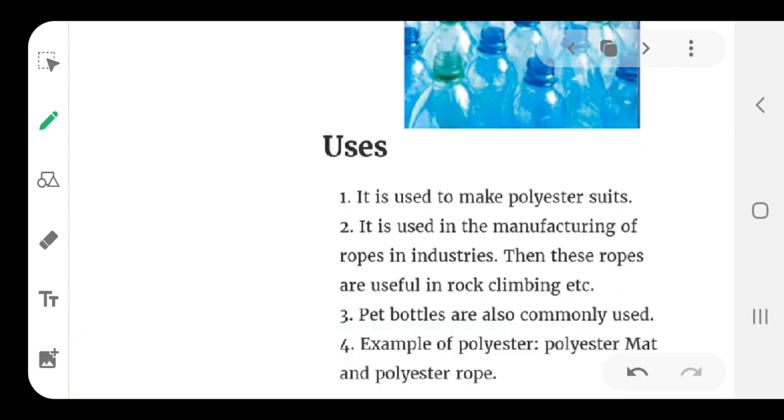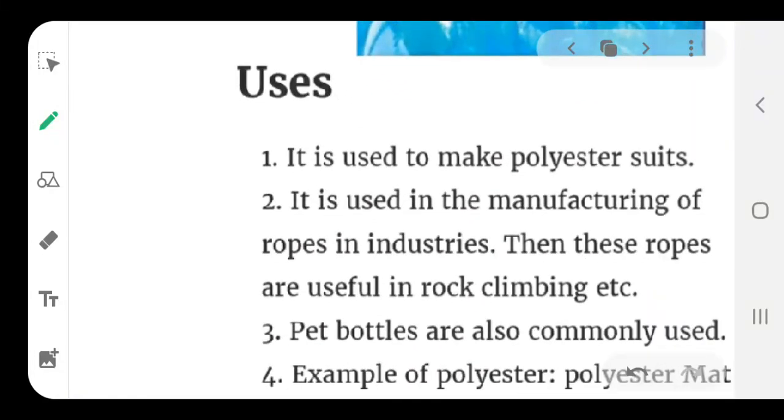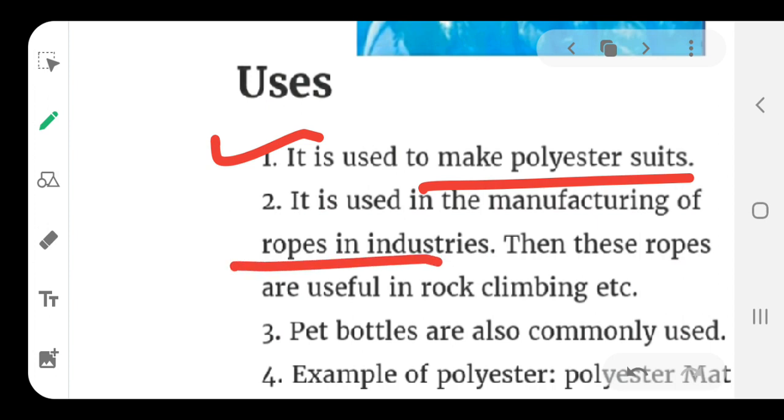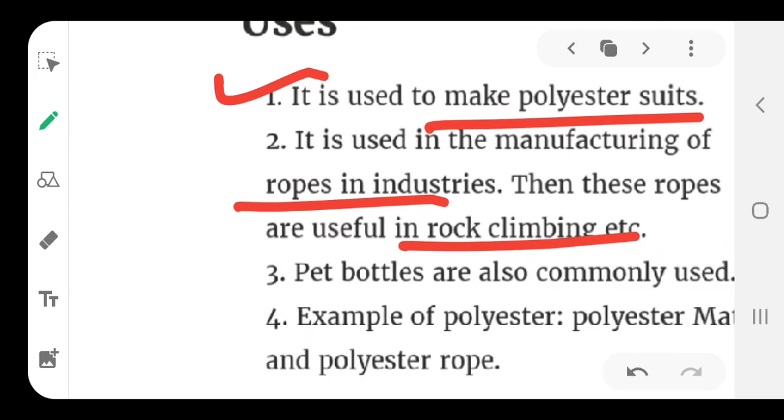Because of such properties, they have got a maximum application in our life. So number one, they are used for the making of polyester suits. Then they are also used in the manufacture of ropes. Basically, we use it for rock climbing. You might have heard the word rappelling. So they are used in the making of ropes.